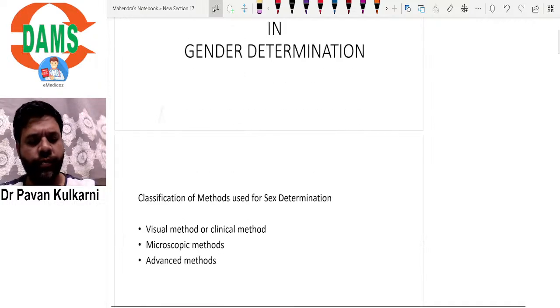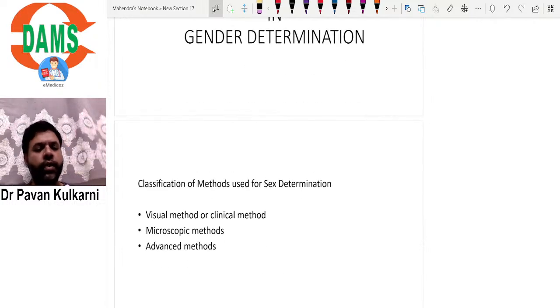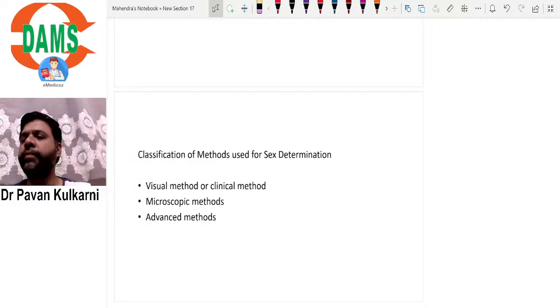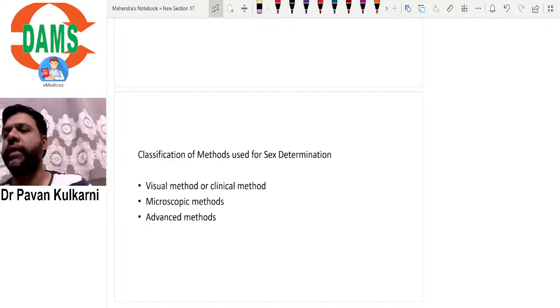Forensic odontology, gender determination. I'll be dividing these methods into basically three. What are the three methods of gender determination? The three methods of gender determination are the visual method or clinical method, microscopic methods, and advanced method.